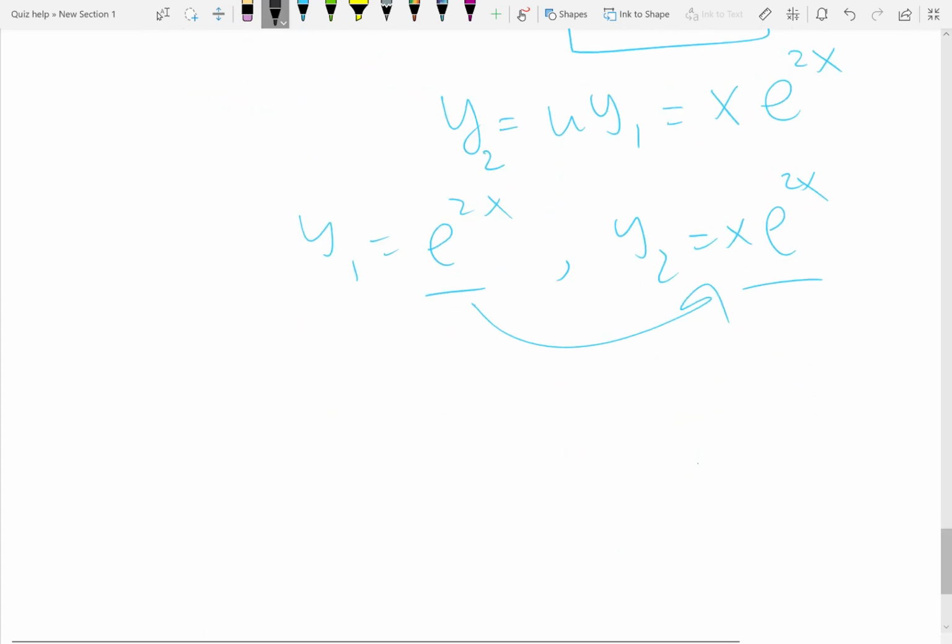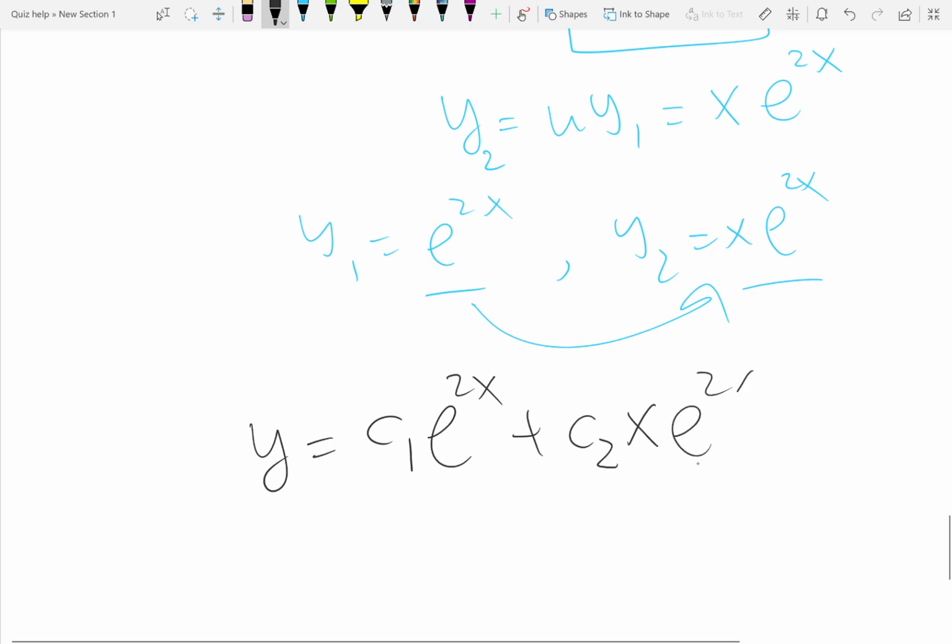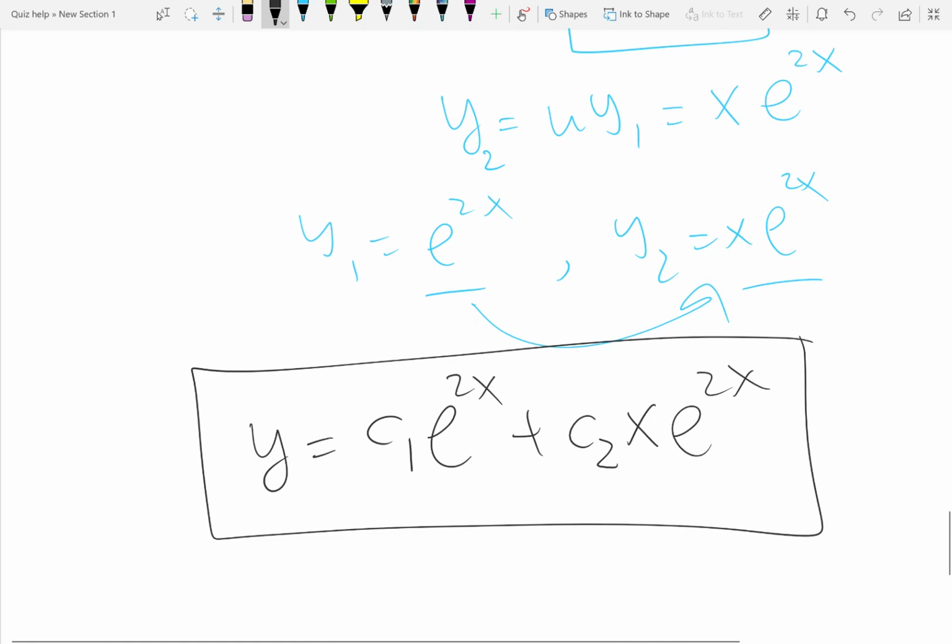So the final general solution is y equals c1 e to the 2x plus c2 x e to the 2x. This is the general solution for the differential equation. Okay, all right, and see you in another example video. Thank you.